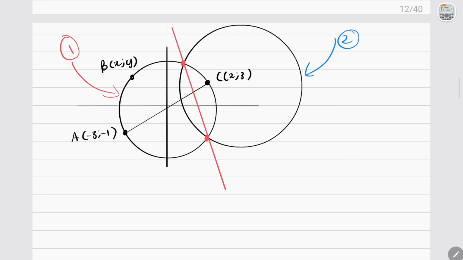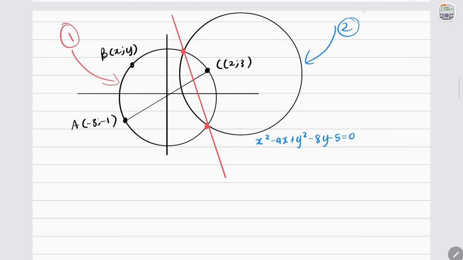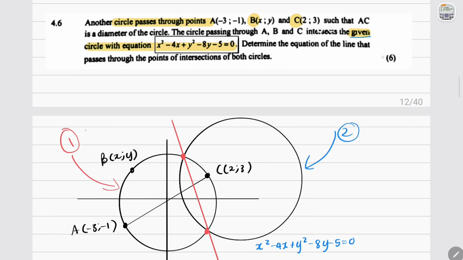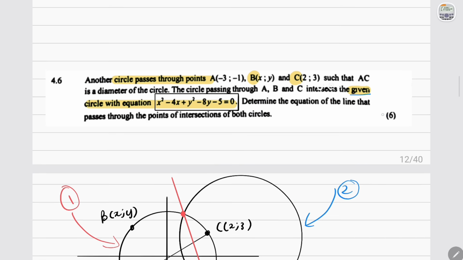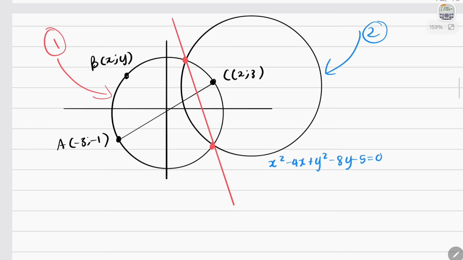So we'll just say the equation of the given circle, the one that we already have, the one centered at M, that one is all of this, okay? That's x squared minus 4x plus y squared minus 8y minus 5 is equal to 0. We have that one. Now we have to find the equation of this one. So what have we been given? We've been given 2 points, but those 2 points are the endpoints of a diameter. So yeah, it's perfect. We can actually use that.